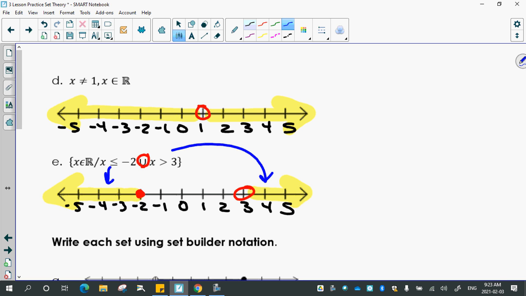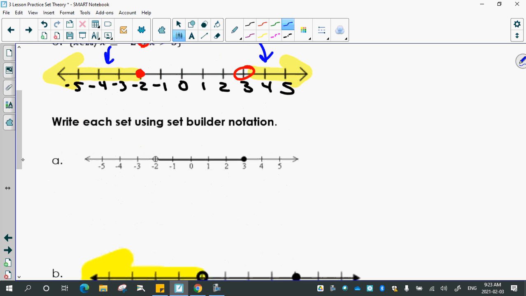Any questions? Okay, right. All right, so now write each set of numbers using set builder notation. So this is actually highlighted, but you can't really see it. Okay, so write that up using set builder notation. There's an open circle around -2 and a closed one at 3.